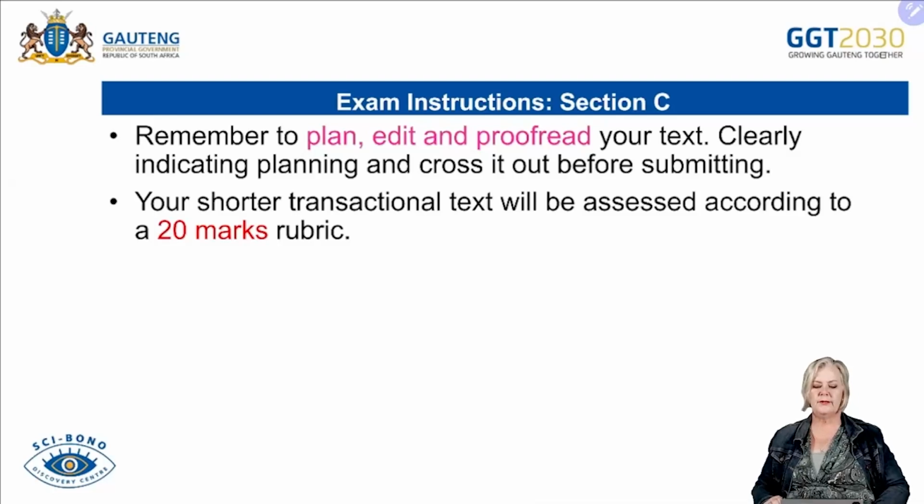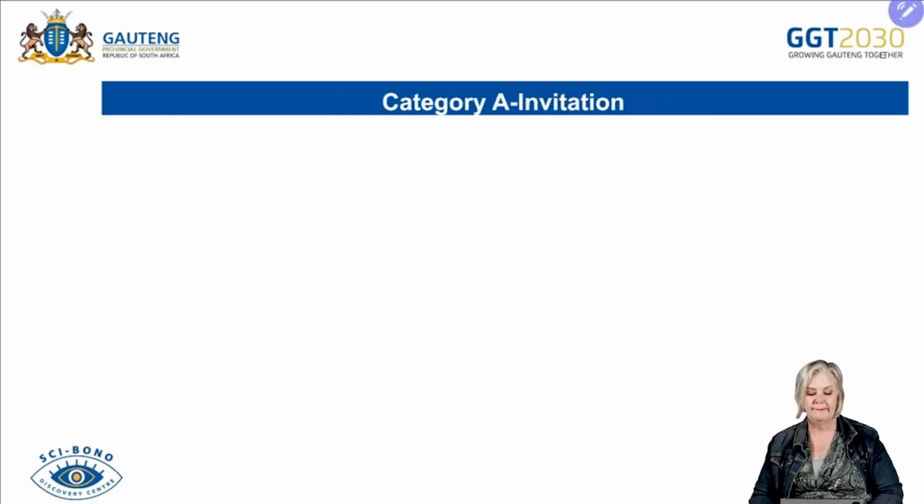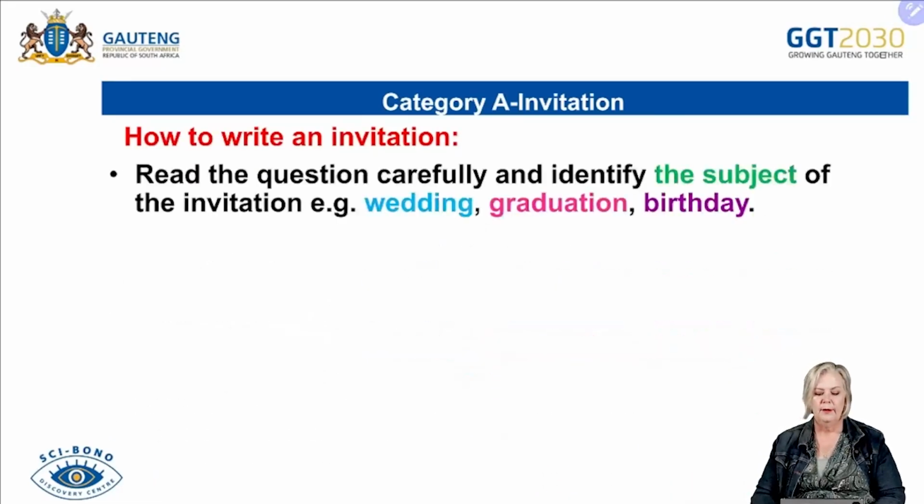Your shorter transactional text will be assessed according to a 20-mark rubric. Pay particular attention to format, language, and register. Let's take a look at the invitation. Read the question carefully and identify the subject of the invitation.